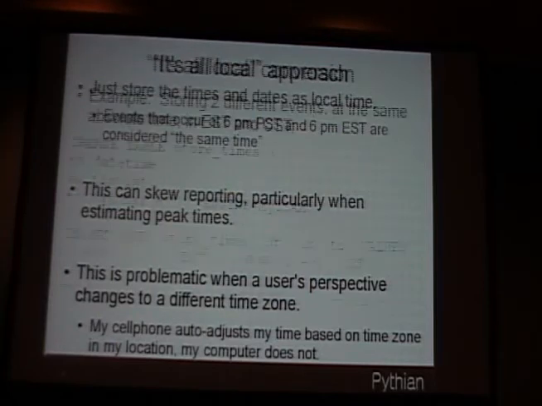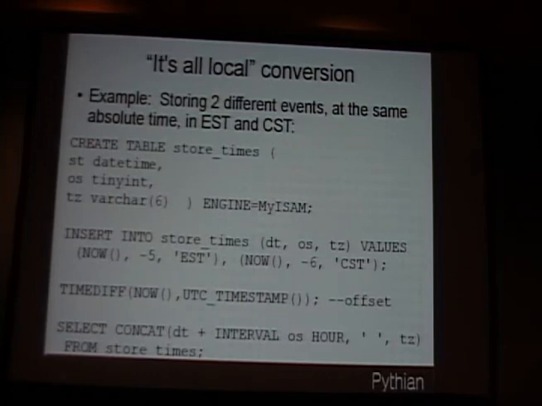There's also, if you end up using this all-local approach, and by the way, you can use different approaches for different data and different tables. It's not like you have to pick one and use it for all your data, but you might have some marketing data that you want to do in one thing. So if you wanted to store two different events at the same absolute time in Eastern time and Central time, you can create a table, store time.